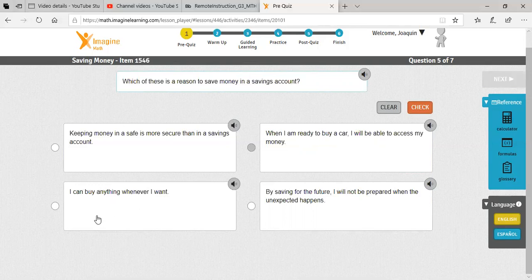Well, you cannot buy anything, and certainly not whenever you want. If the store is closed, how are you going to buy it? How are you going to buy what you want from the store if the store is closed? So it's not whenever you want.